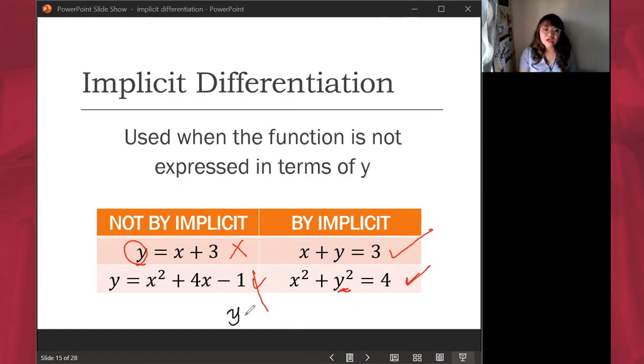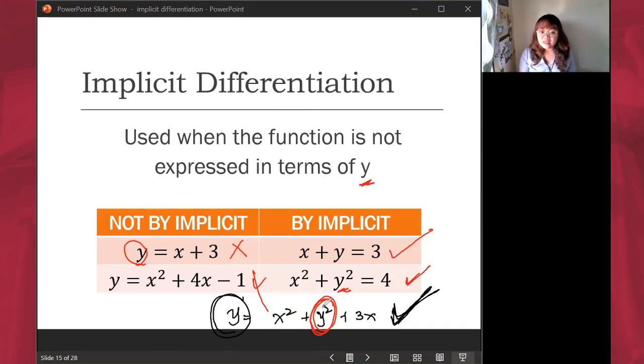What if you have y is equal to x squared plus y squared plus 3x? Will this require you to use implicit differentiation? 5, 4, 3, 2, 1. Yes, this requires you to use implicit differentiation. Even if it's already equated to y, you would see that there is a y squared term here, which means that the whole expression is not yet expressed in terms of y and y alone. This is a term which is mixed with other variables, so therefore you have to use implicit.